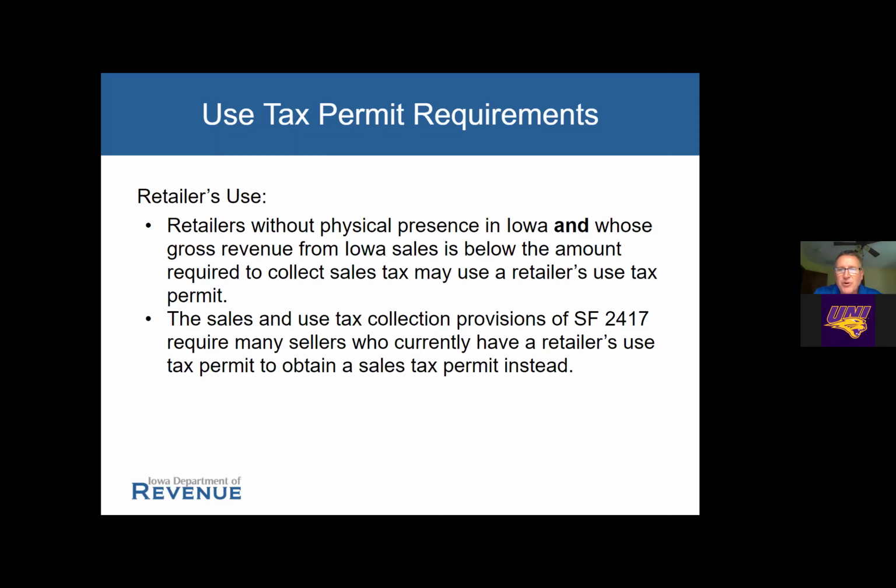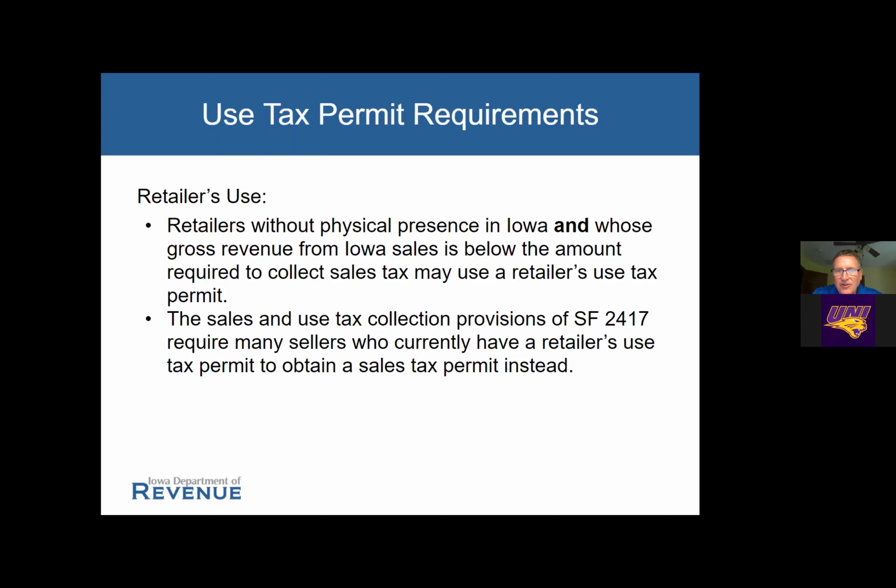Sales and use tax provisions of Senate File 2417, that was the one that brought in this economic nexus. This could require sellers that currently have a retail use tax permit to cancel that and get a sales tax permit with us instead. Okay, so again, there may be businesses who have made sales here in Iowa for years. They've got a retail use tax permit, but if they are over that $100,000 threshold, or maybe they've got a physical nexus here with us, they really need a sales tax permit. This is something that's easy to do.